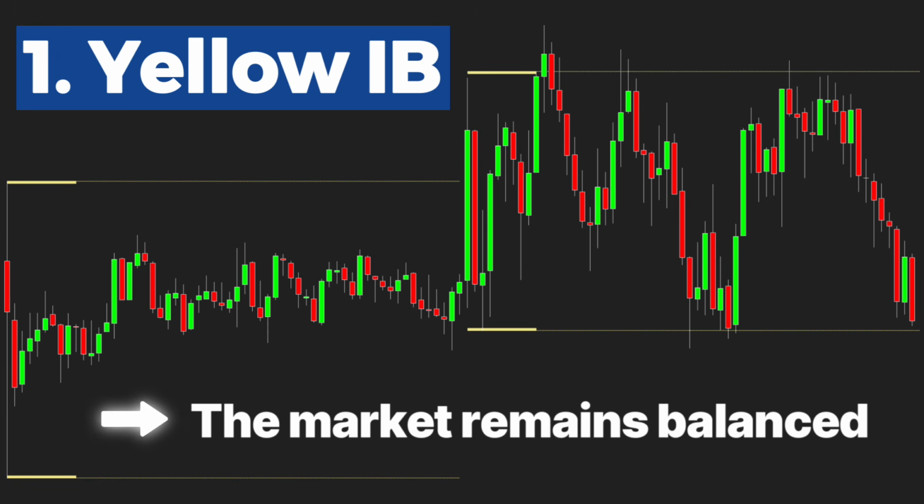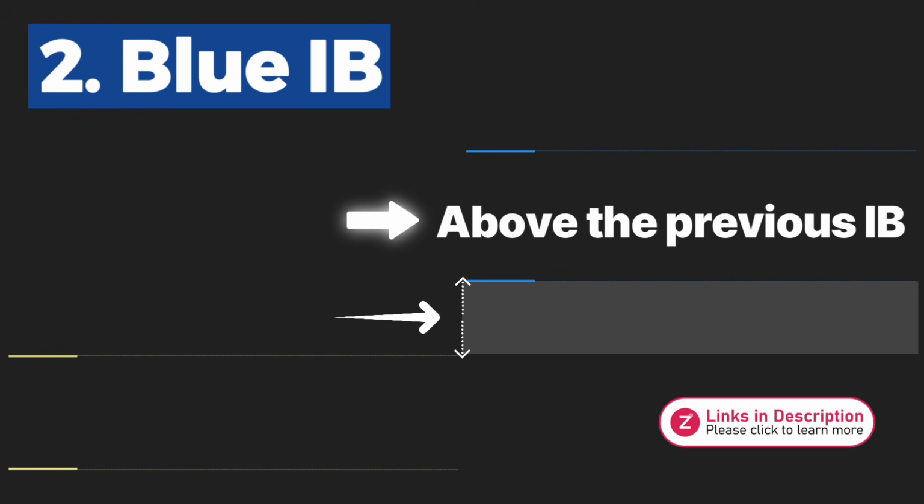In other words, the market remains in a balanced state. 2. Blue initial balance, upward shift. When the current initial balance sits entirely above the range of the previous initial balance, Flex TPO colors it blue.